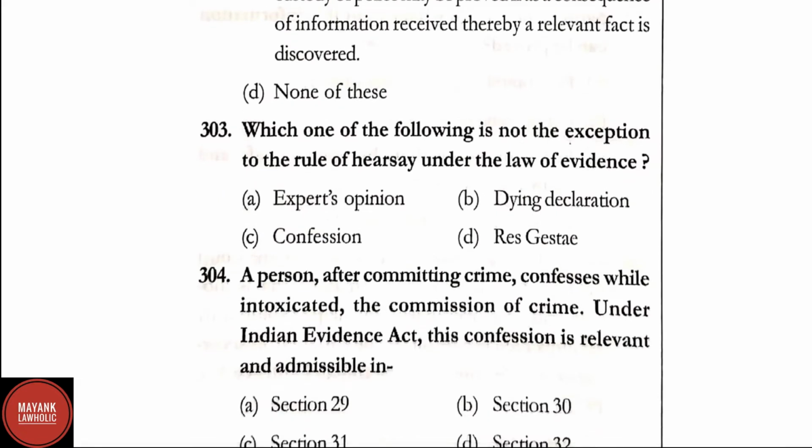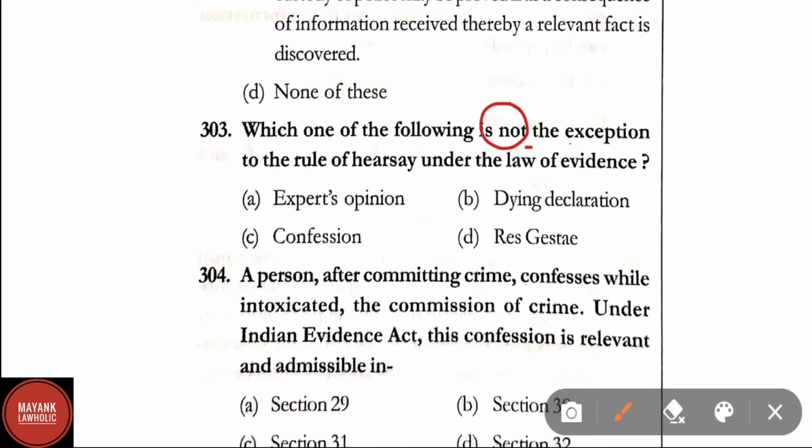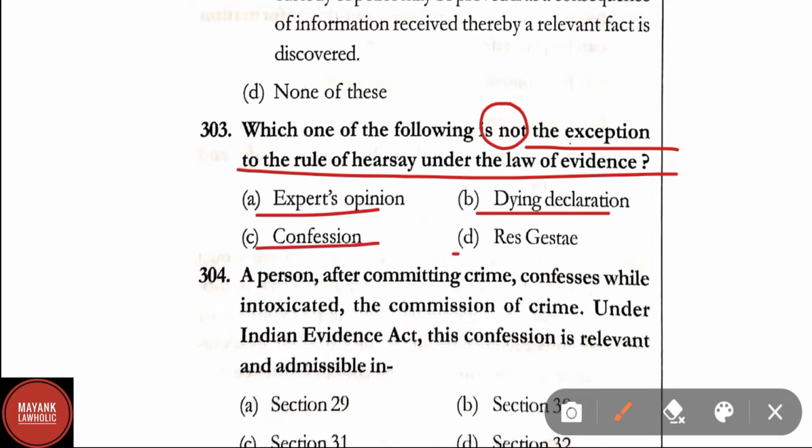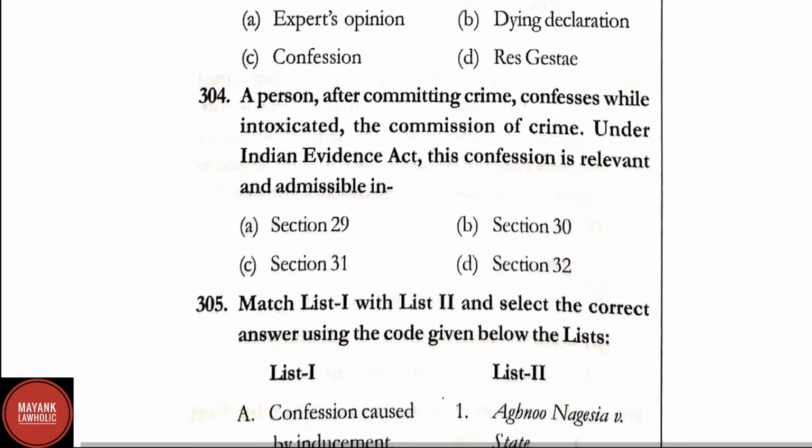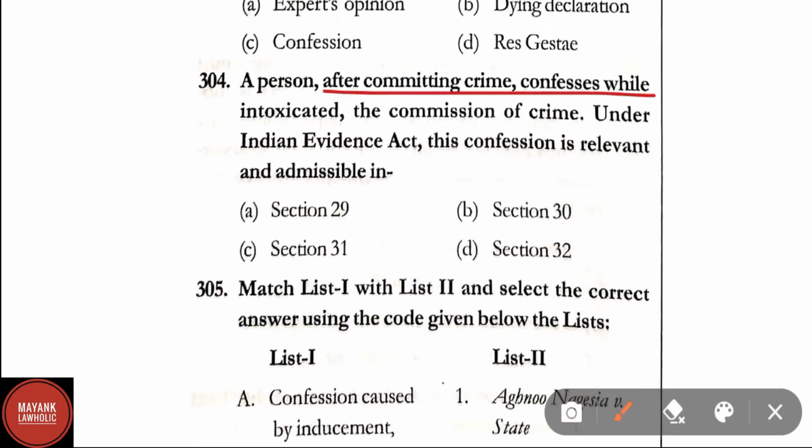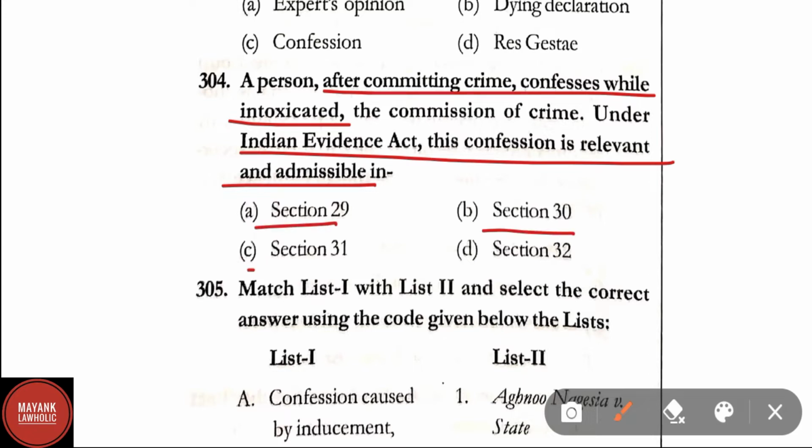Question number 303. Which one of the following is not the exception to the rule of hearsay under the law of evidence? Option A, expert's opinion, option B, dying declaration, option C, confession, and option D, res gestae. The correct answer here is option C, that is confession. Question number 304. A person after committing a crime confesses while intoxicated the commission of the crime. Under the Indian Evidence Act, confession is relevant and admissible in section 29, section 30, section 31, section 32. The correct answer here is option A, that is section 29.